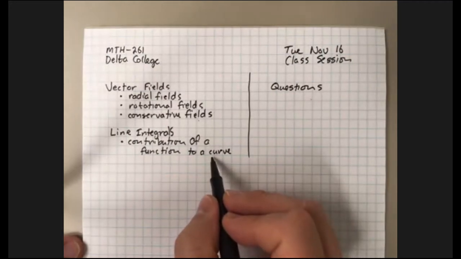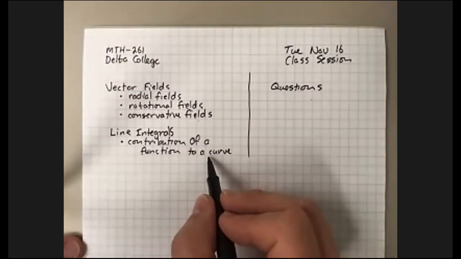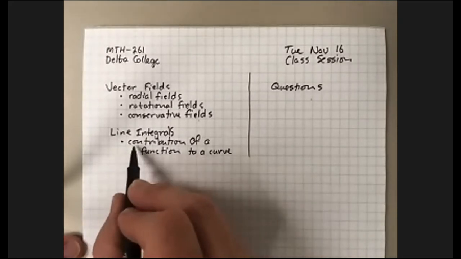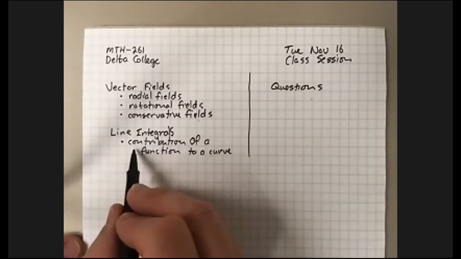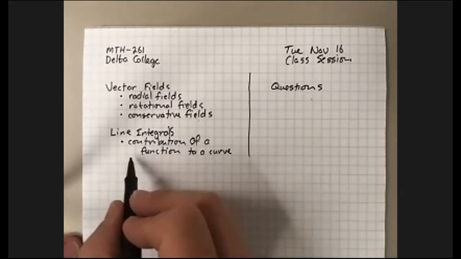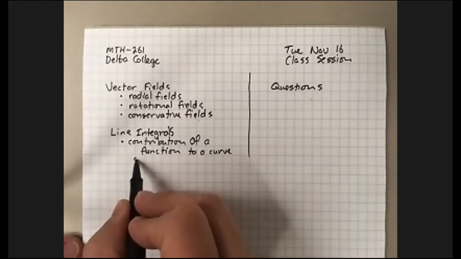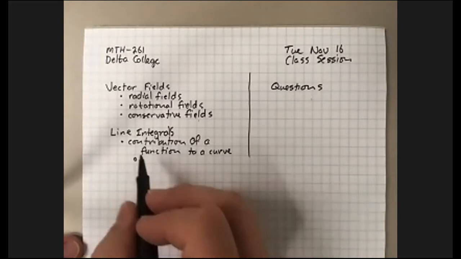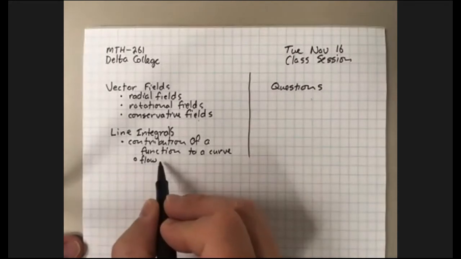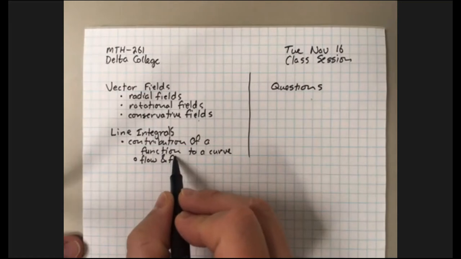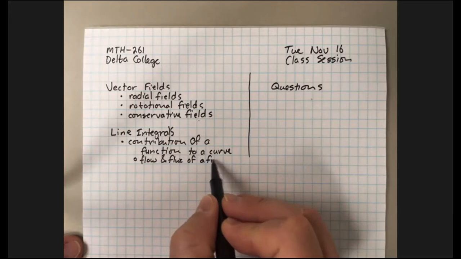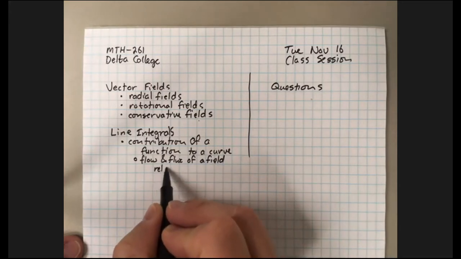Could be a curve in the plane or could be a curve in space. We're going to be open-minded about either one. Our first examples might be curves in the plane. And then once we understand how we can write an integral so that a function contributes to a curve, then we will say, what kind of functions should we examine contributions to a curve? And we'll talk about flow and the flux of a field relative to a curve.